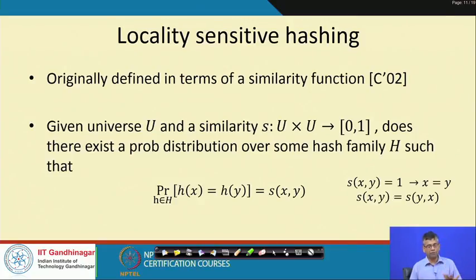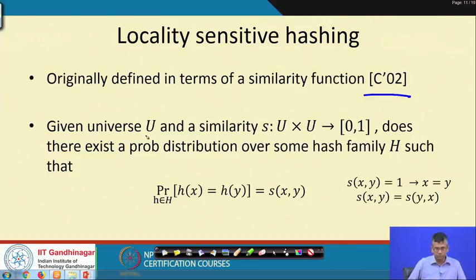So, before we see this, let us try to define this a little more formally, and let us define this in terms of not the distance function, but in terms of similarity functions, although there will be a one to one link between the two. This was the definition given by Charikar in 2002.